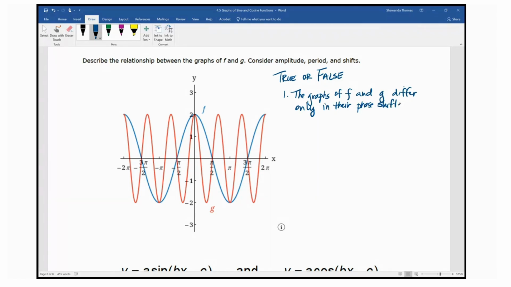Do y'all think that's true or false? The graphs of F and G. False. Why you say false? That's correct, because G is more compressed than F. Thank you. It's not the same, right? Obviously something else is different. G is definitely more compressed. If it was just a shift, it would look the same, but it would be moved over. But one is obviously more compressed than the other. All right, very good.